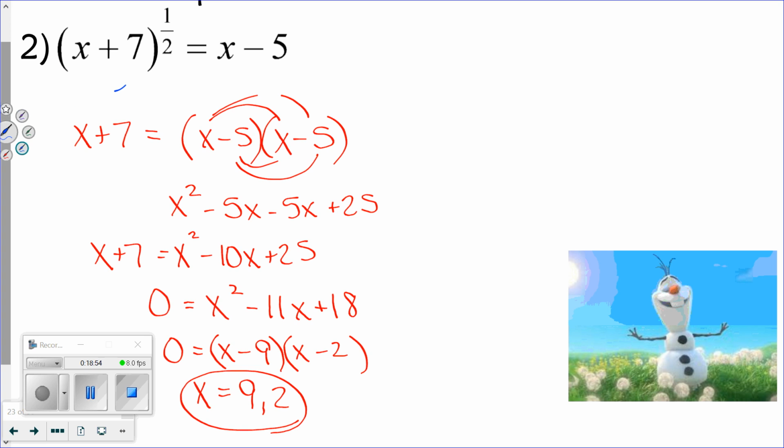Okay, check the other one. So if I plug in a 2, 2 plus 7 to the 1/2. What's 2 plus 7? Wow, nobody can tell me what 2 plus 7 is? It's 9, thank you. 1/2 means square root, so what's the square root of 9? That's 3. Again, you can type this in your calculator. On this side, 2 minus 5. It's negative 3. That one don't work.